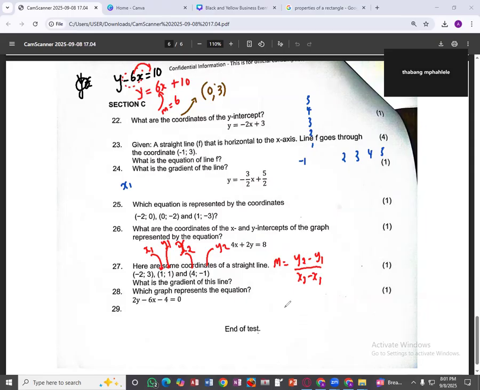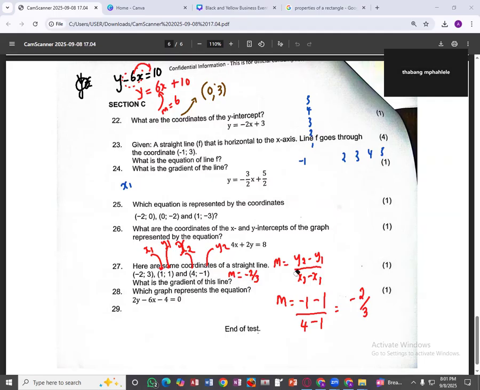So your y2 is -1 minus your y1 is 1. Your x2 is 4 minus your x1 is 1. So the gradient is -2 over 3. The gradient is -2 over 3 on 27. -2 over 3.